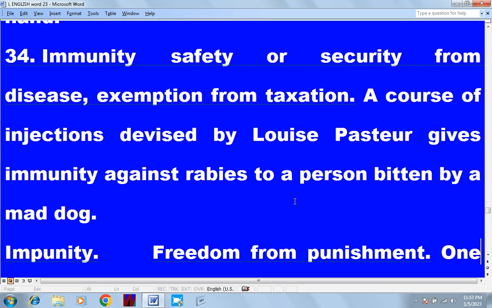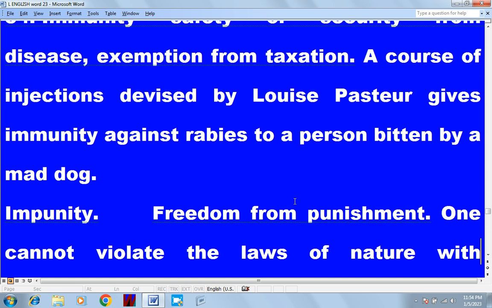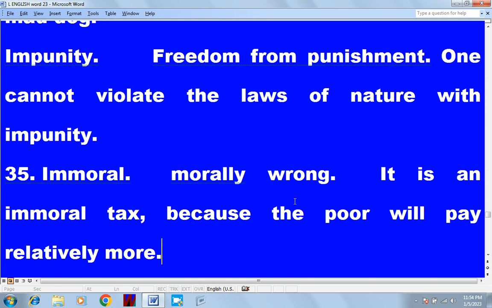Immunity: safety or security from disease, means he has inner power to fight that disease. Exemption from taxation. A course of injections devised by Louis Pasteur gives immunity against rabies to a person bitten by a mad dog. Impunity: freedom from punishment. One cannot violate the laws of nature with impunity.